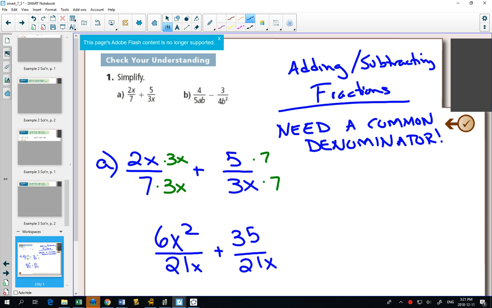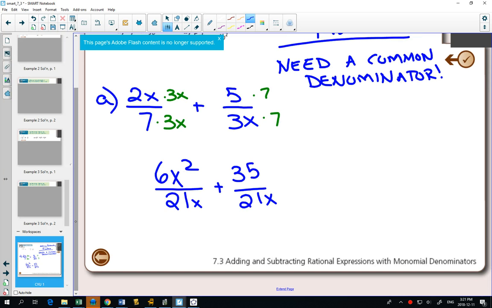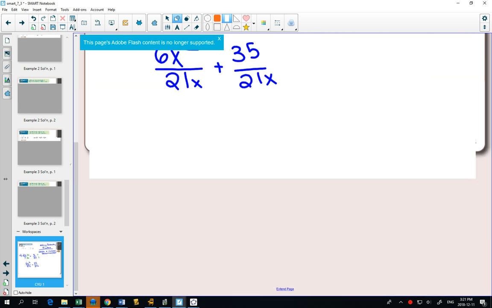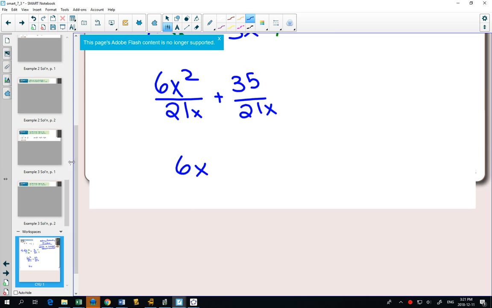How do you add fractions once you have a common denominator? Just add the numerators. So when adding this one, we would have 6x squared plus 35 all over 21x.